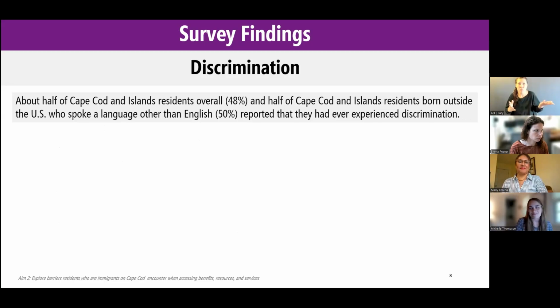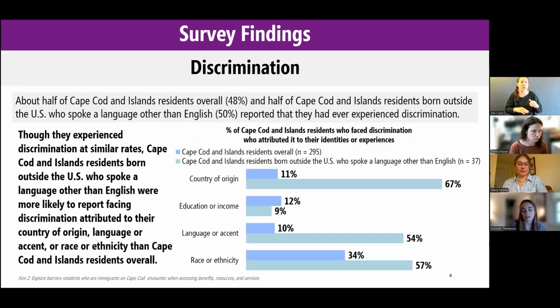Thanks, Marley. So next we wanted to learn about barriers residents faced related to discrimination. And so first we found that Cape Cod and Islands residents overall and Cape Cod and Islands residents born outside the US who spoke a language other than English reported ever experiencing discrimination at similar rates. About half of each group reported ever experiencing discrimination. However, though they experienced similar rates of discrimination, they attributed the discrimination they faced to different identities and experiences.